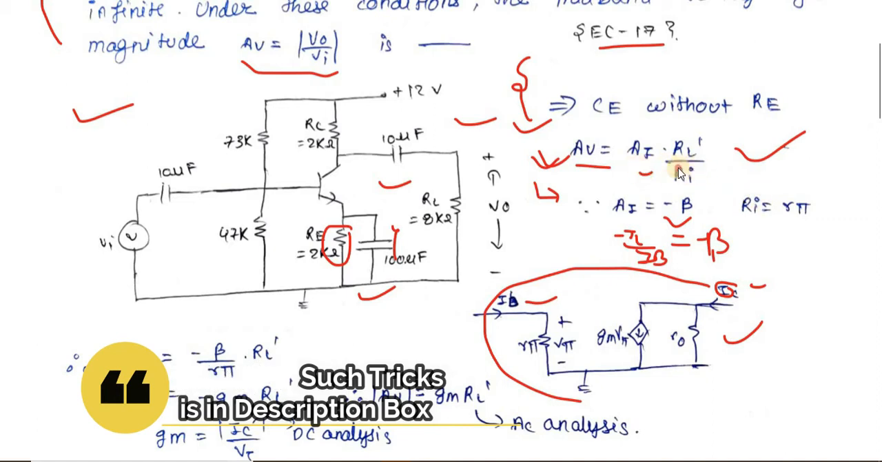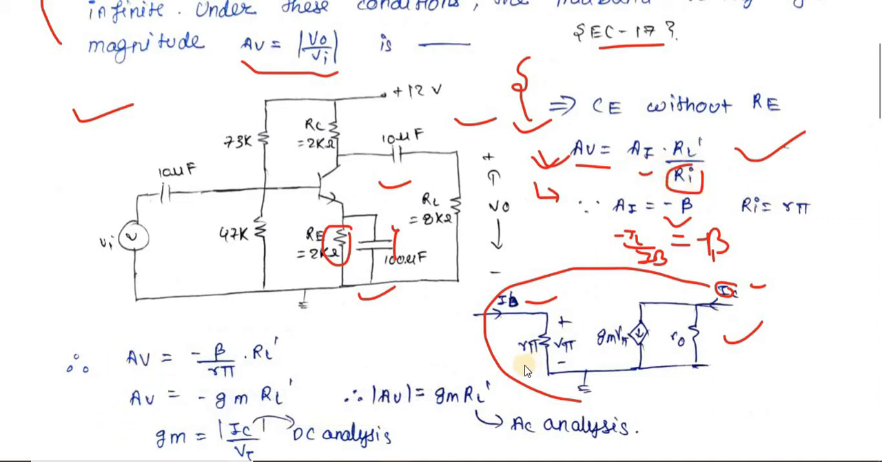Now Ri is the internal input impedance of this transistor. So here you can see the internal input resistance of this transistor will be R pi only. It will be the same for all types of sums: for all common emitter without RE sums, you will get AI as minus beta and Ri as R pi. So you can replace this formula with this one, that is AV is equal to minus beta upon R pi into RL dash.